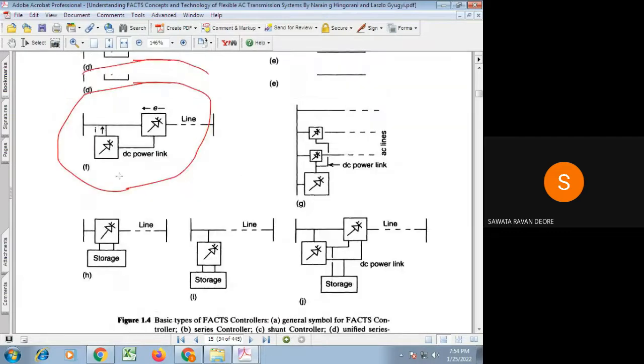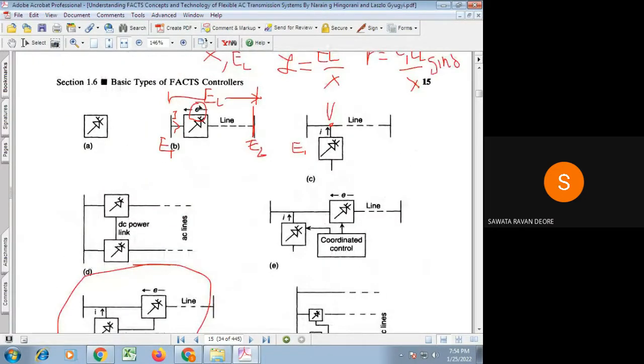Now again, in this particular controller, the converters are provided with a simple DC to AC converter having a simple small DC capacitor on the DC side, and the voltage across that DC capacitor is transformed to the AC side by controlling the switching of the converter.